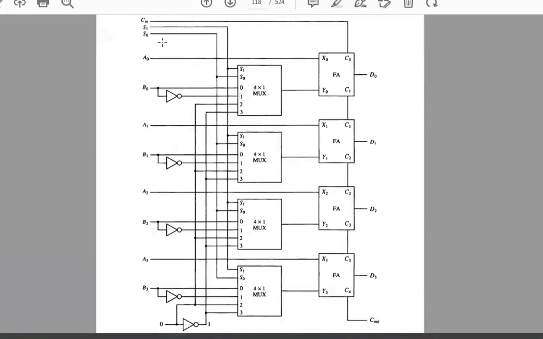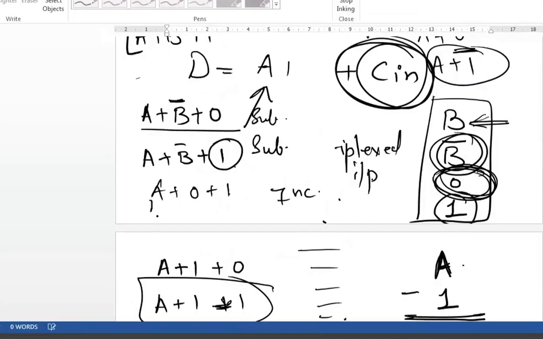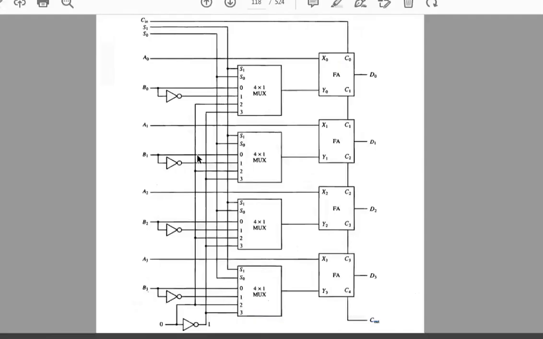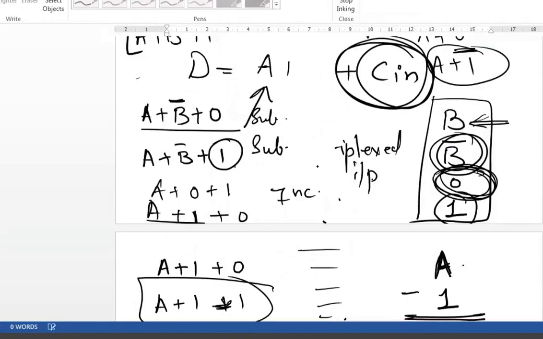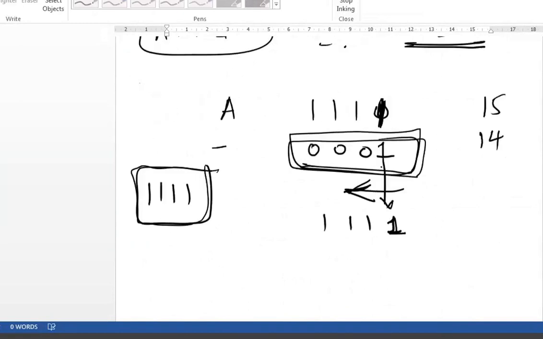Ek minute. Yahan pe, if my second bit... Humne kya kaha? We will be providing second value. Haan, ye sab agar 1, 1 hai. Here, A plus 1. Okay. And if this is 0, right? In this case, what would be added? Sabhi mein B, B, B, B add. Sabhi mein 1, 1, 1, 1 add hoga. Right? And that is your decrement operation. You are adding 1, 1, 1, 1 to your A.